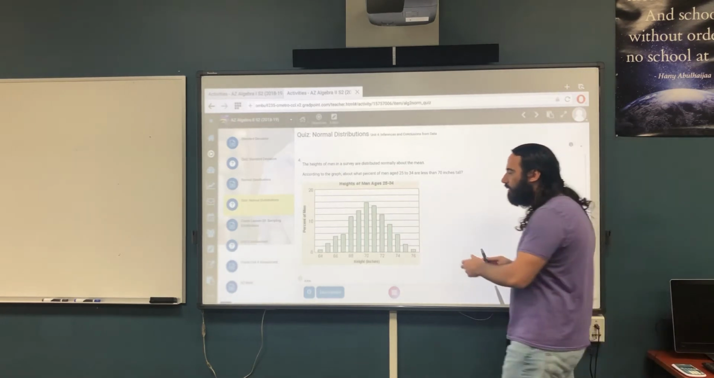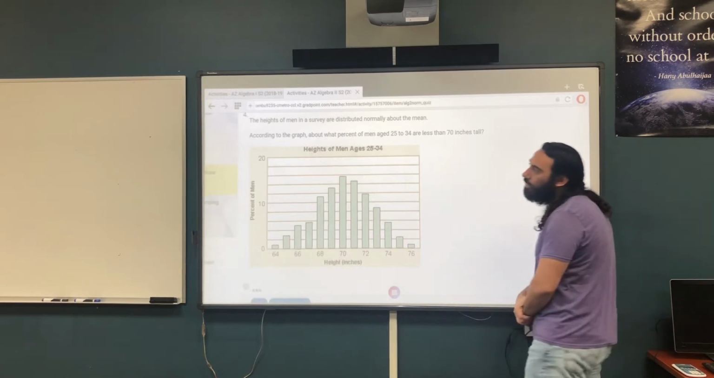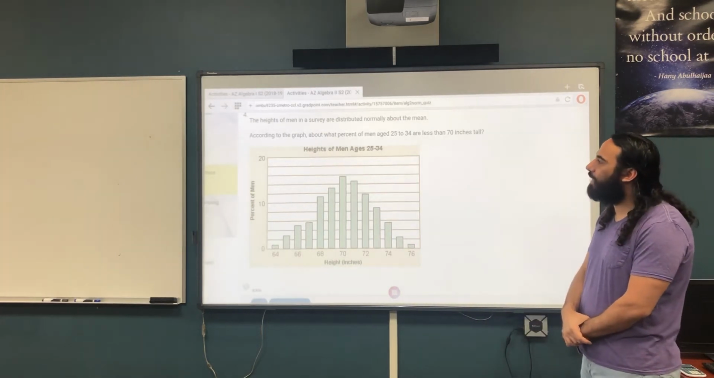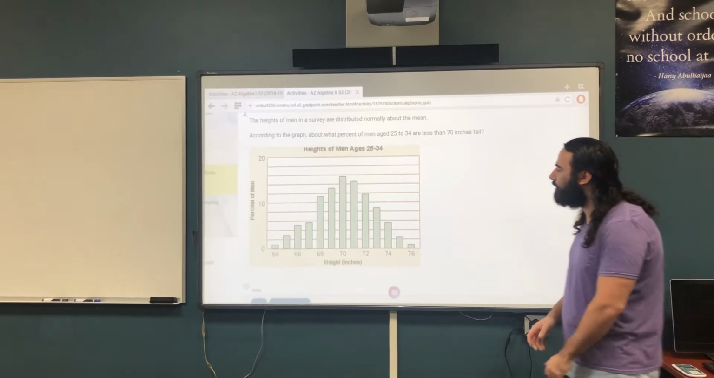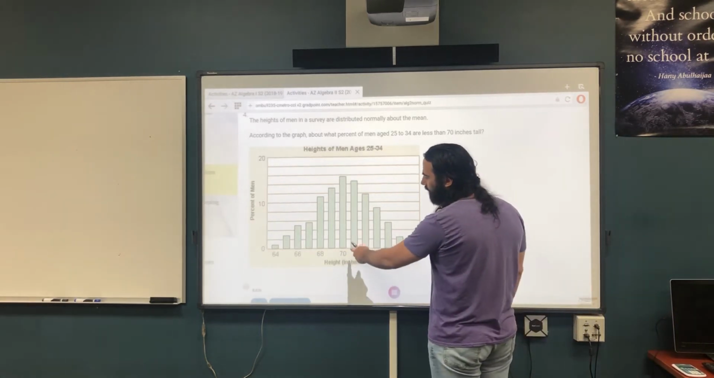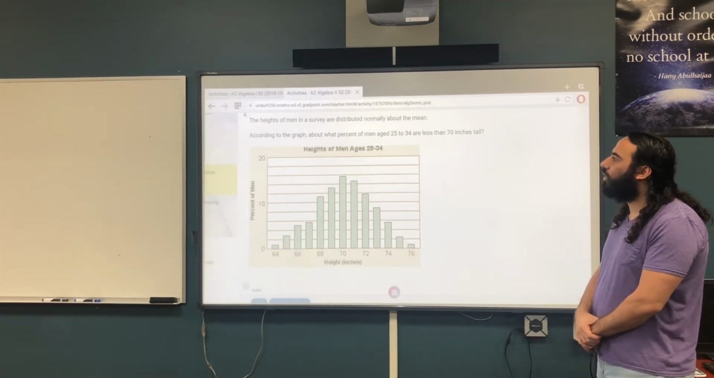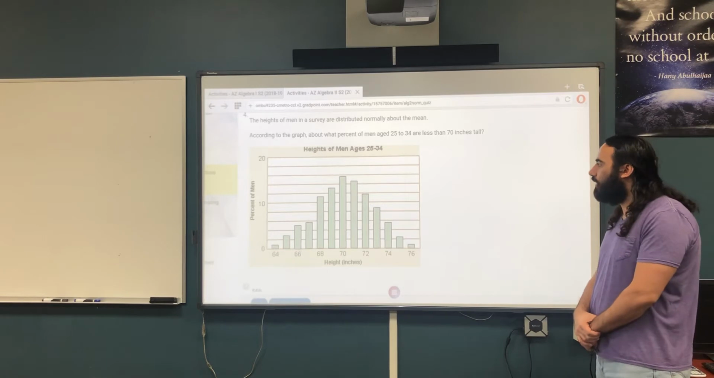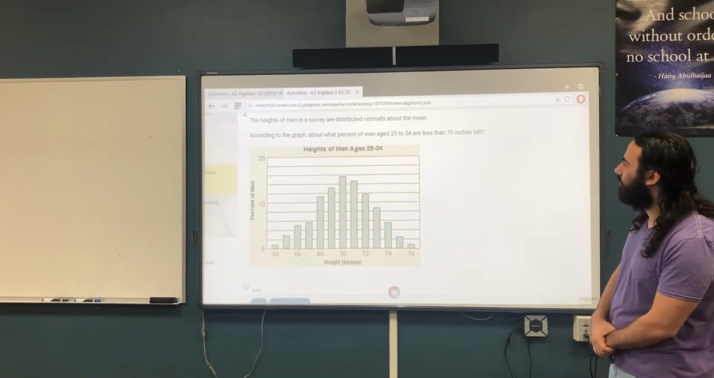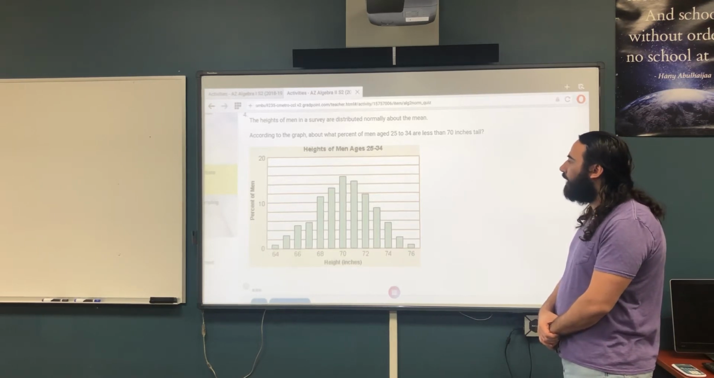Now this one is easy. All you need to do is look at the graph. I don't know if you'll be able to see it, but it says the heights of men in a survey are distributed normally about the mean. You can see that this is the mean, the 7. According to the graph, about what percent of men aged between 25 and 34 are less than 70 inches?